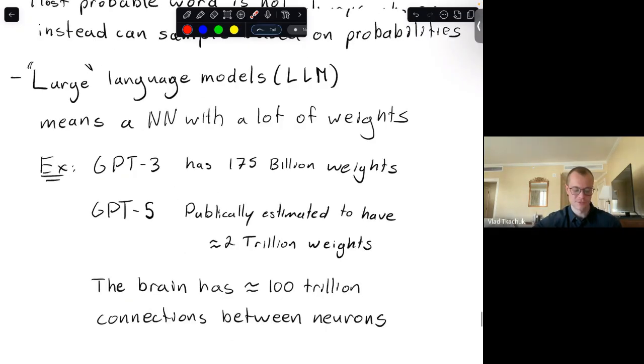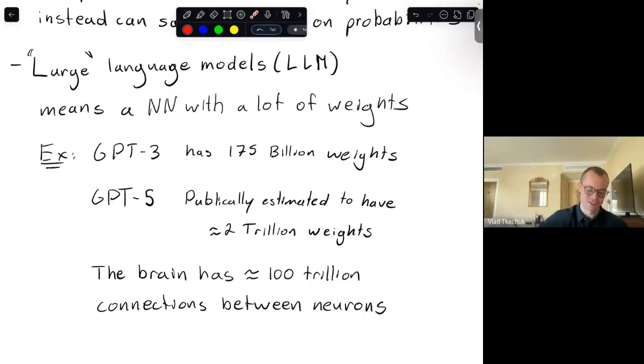And then finally, just for fun, as people like to say, the human brain has something on the order of 100 trillion weights, or connections between neurons. So just to give you an estimate of how we scale compared to the human brain, we're still a decent ways off.